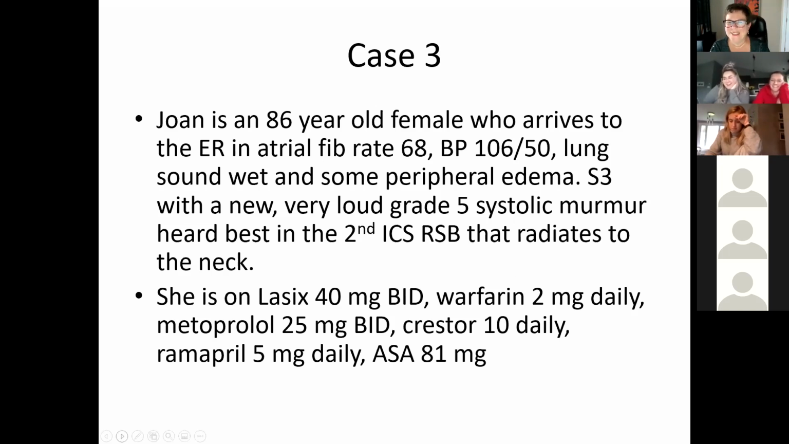Sure. Okay. So Jones, an 86-year-old female who arrives to the ER in AFib, rate of 68. Her blood pressure is 106/50. Lungs sound wet, and she has some peripheral edema. She has S3 with a new, very loud, grade 5 systolic murmur, best heard in the 2nd intercostal space, right sternal border that radiates to the neck.